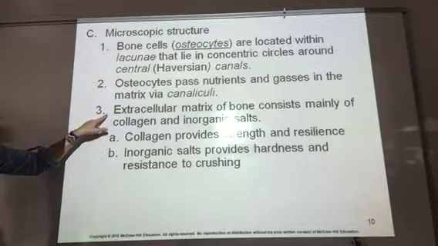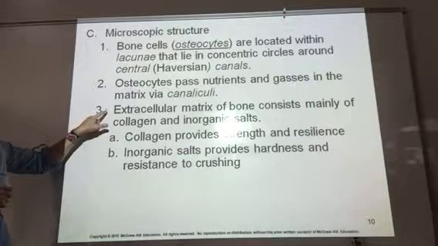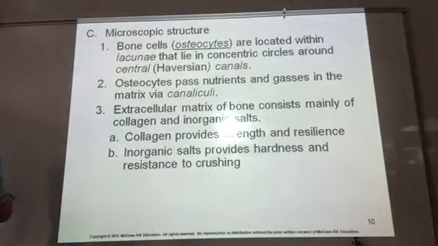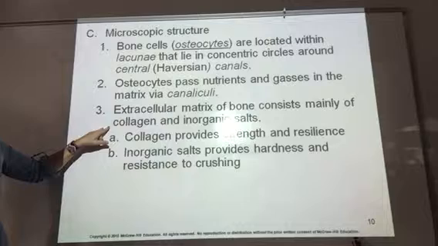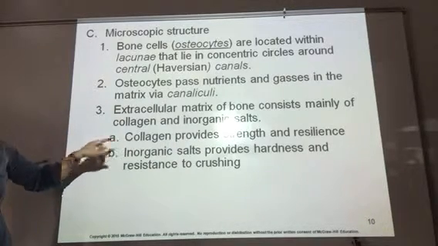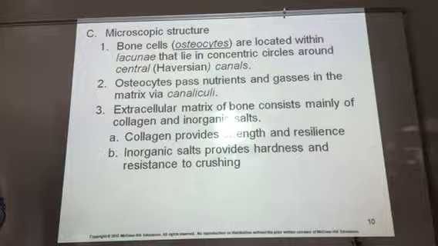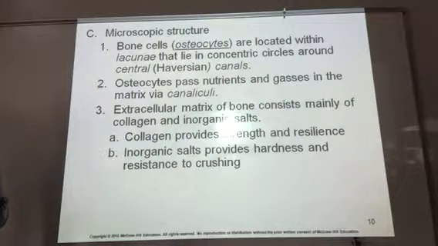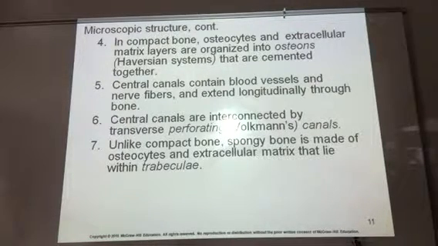Extracellular matrix, so this is outside of your cells. Outside of the bone cells themselves, there's a matrix that consists mainly of collagen and inorganic salts. So collagen is going to provide strength for your bones. It's not part of your bone cell, it's on the outside, it's part of the matrix. Collagen is going to provide strength and resilience. And then the inorganic salts are what help your bone to be hard. And therefore, they don't crush very easily. They don't even break all that easily.